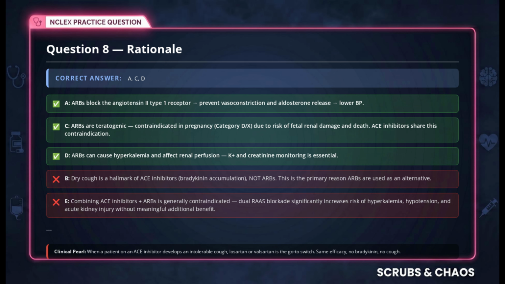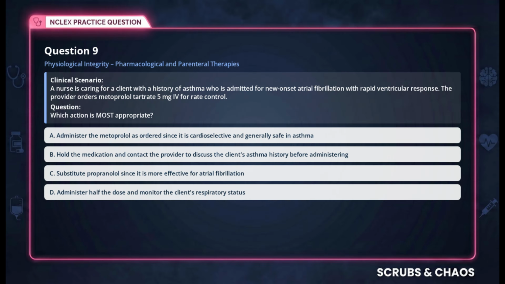A, C, and D. A nurse is caring for a client with a history of asthma admitted for new onset atrial fibrillation with rapid ventricular response. The provider orders metoprolol tartrate 5 mg IV for rate control. Which action is most appropriate? A. Administer as ordered. Metoprolol is cardioselective and generally safe in asthma. B. Hold the medication and contact the provider to discuss the asthma history before administering. C. Substitute propranolol. It is more effective for atrial fibrillation. D. Administer half the dose and monitor respiratory status.